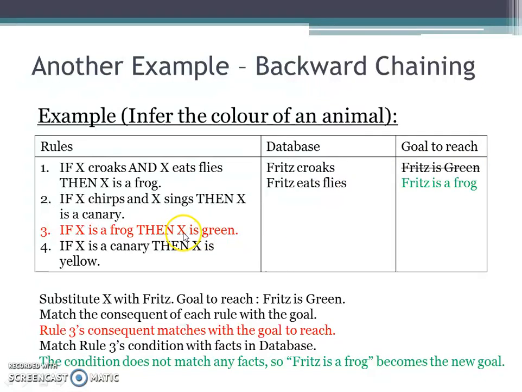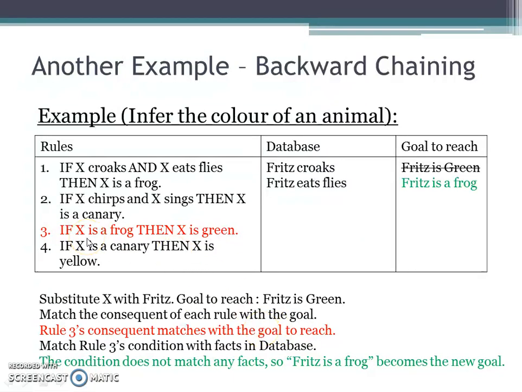So what does that mean? It means that there's a chance that X is a fraud, because only when X is a fraud, then X is green. So X is a fraud. So X is a fraud is actually our new goal now, and this is the rule that matches the goal.